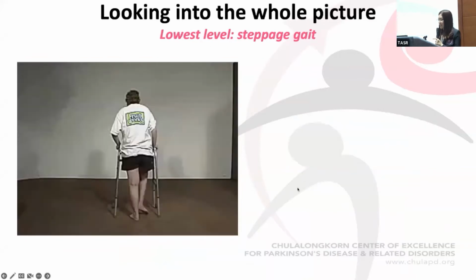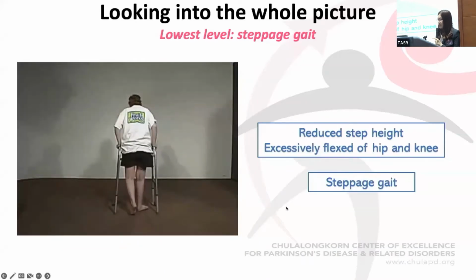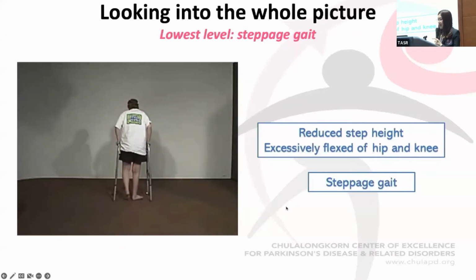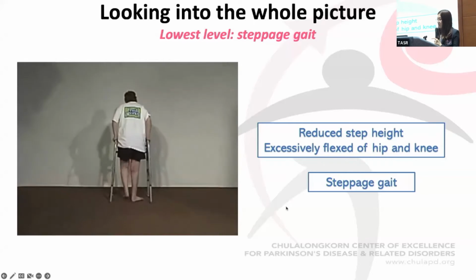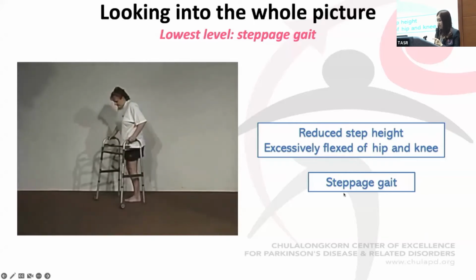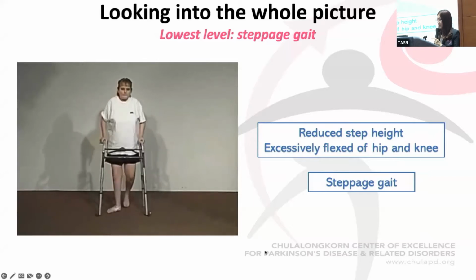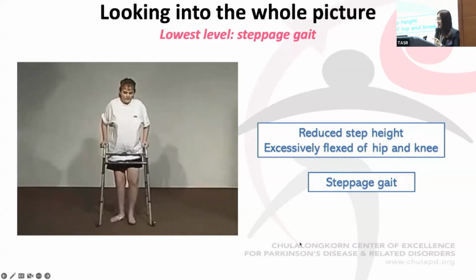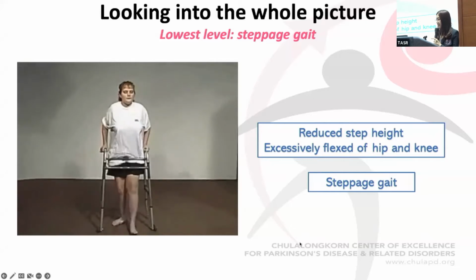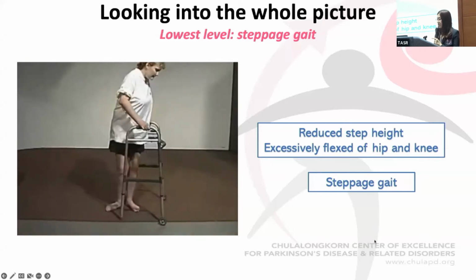The next one is the steppage gait. You see that this patient has reduced step height and her hip and knee are excessively flexed because she hardly lifts her feet from the floor, from the weakness. So this is the character of the steppage gait, and this is the lowest level of the gait disorders.